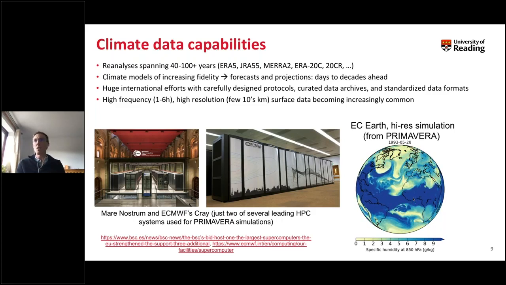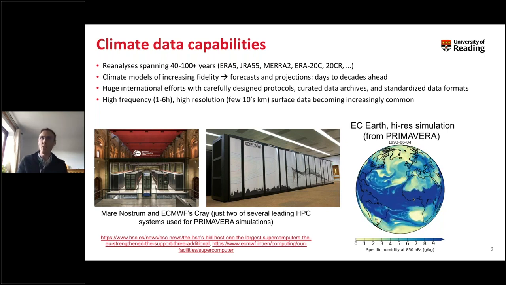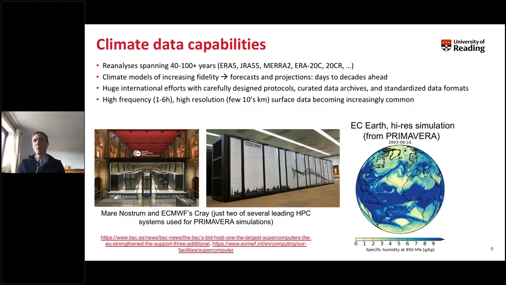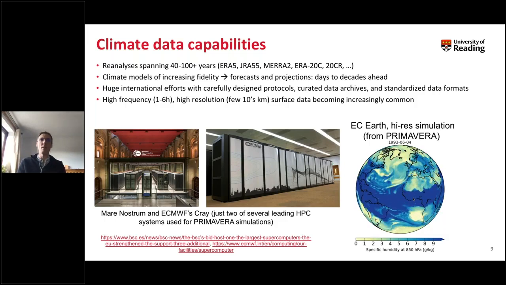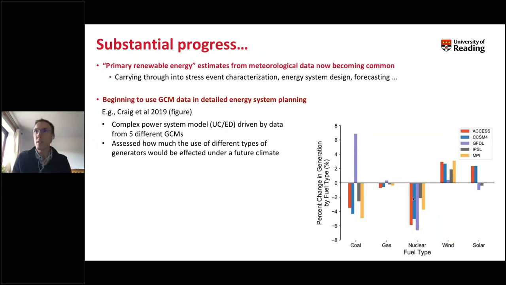And there are huge international efforts on carefully designing how the experiments should be formed, standardizing the data, making it available. And there's a growing amount of high frequency data that's really suitable for detailed power system planning. So that's the good news, and that is a massive effort amongst the climate side of the community. And that's then translating into progress. So these primary estimates of renewables, demand, hydropower, and so on are becoming increasingly common, and it's carrying through into stress event characterization, forecasting, and system design.